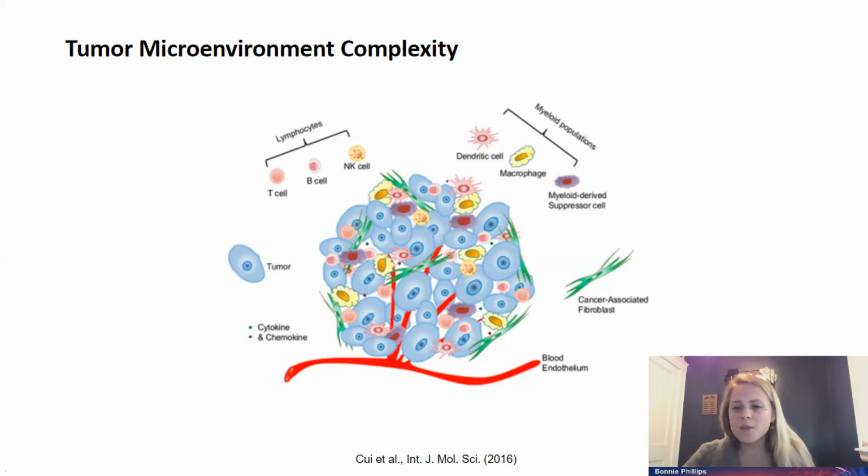So not only is the complex cellular composition important in how these tumors function, but also how these cells interact with one another, and their spatial relationships can also play a huge role in how cancers progress and respond to treatment.